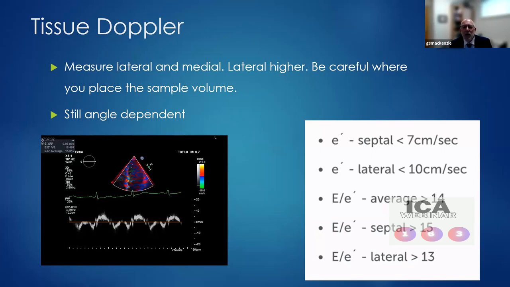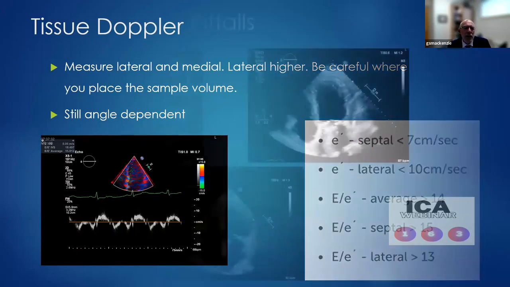And you can see abnormality is determined as an E prime septal velocity less than 7, an E prime lateral velocity less than 10, and an E to E prime average greater than 14. If you only measure the septal side, you should have a measurement greater than 15 to be abnormal. And if you're only measuring the lateral side, greater than 13 to be abnormal.